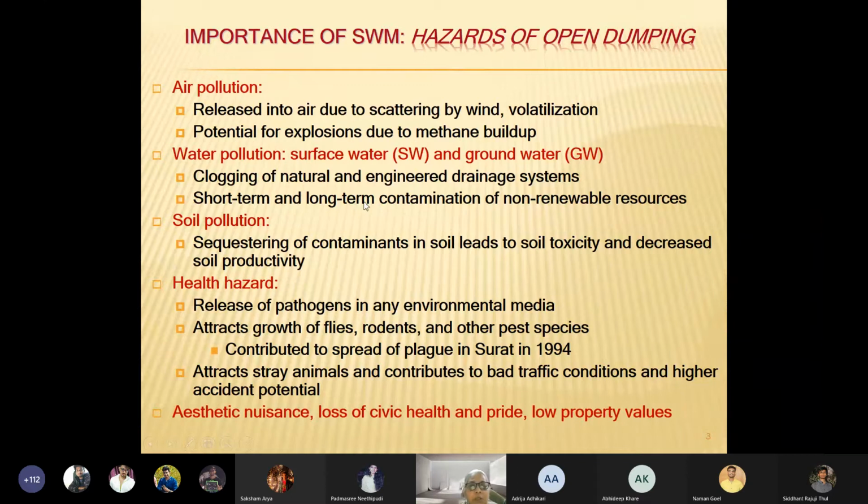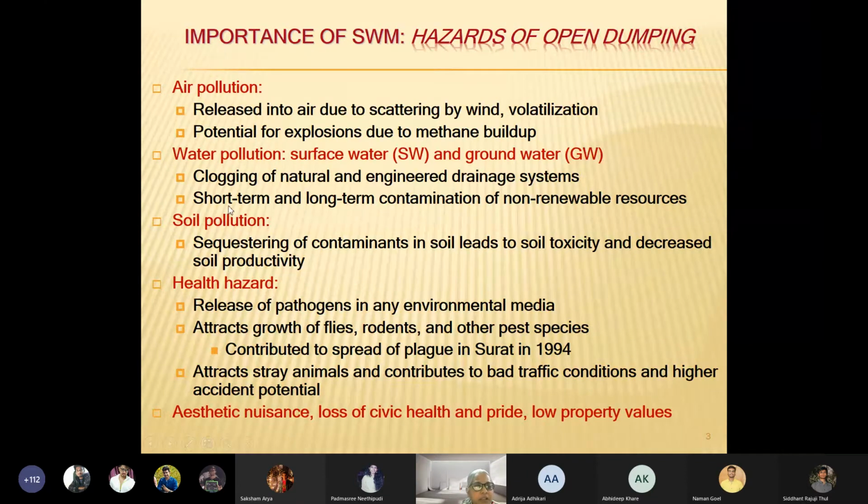Then we come to short-term and long-term contamination of non-renewable resources. I already mentioned in the topic on water pollution that groundwater pollution is very, very difficult to remediate. In surface water, you have a self-purification capacity of a stream. But in groundwater, you don't have that. There's no self-purification capacity. So once the groundwater is contaminated, there's very little you can do with it unless you're willing to treat it at great expense. So it's a huge effort in those cases.